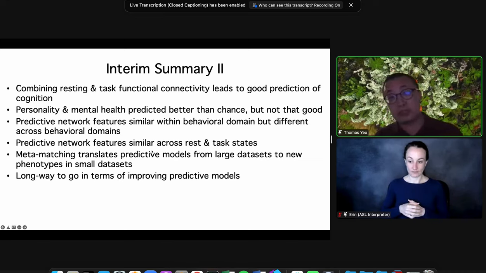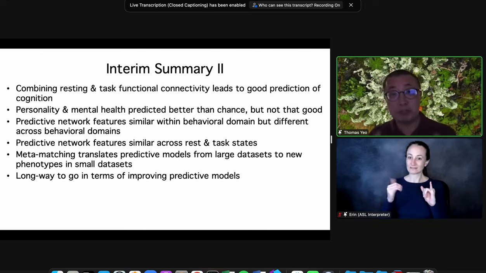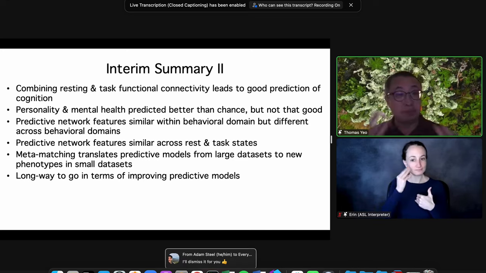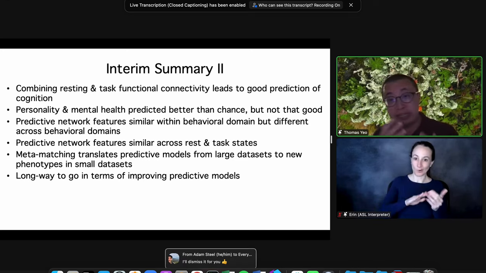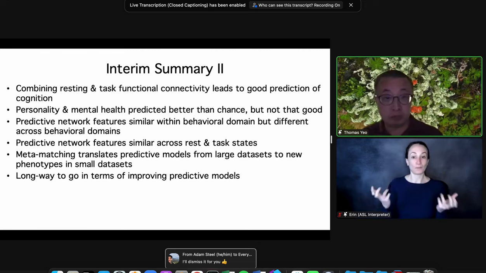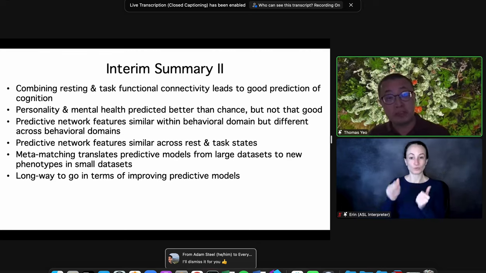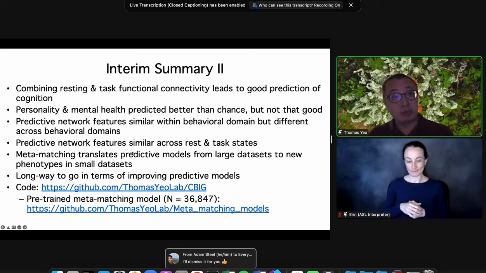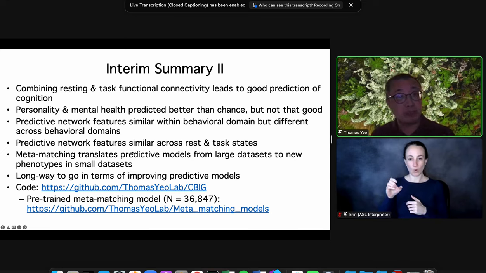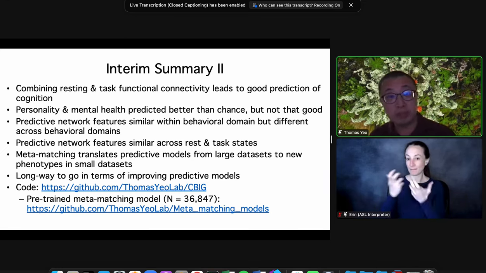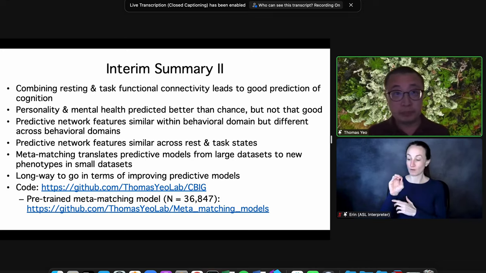However, there's still a long way to go in terms of improving prediction performance. My group has experimented with various approaches to improve predictions, and these different approaches have been developed in parallel. But perhaps by combining them, we can get further improvement. And so overall, there's still a lot of work left to be done. Our code is publicly available. The pre-trained meta-matching model from 36,000 UK Biobank participants is also publicly available.